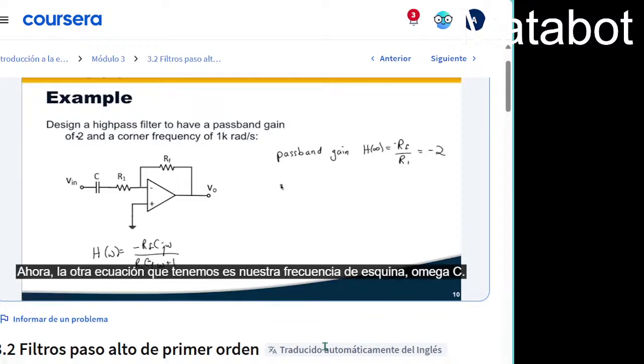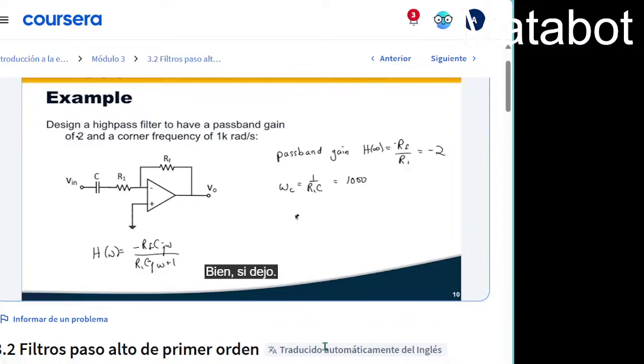Now the other equation we have is our corner frequency, omega c. That's equal to 1 over whatever multiplies this j omega. So that's R1C. And that should be equal to 1,000. Okay. If I've got 3 parameters to choose and only 2 equations.